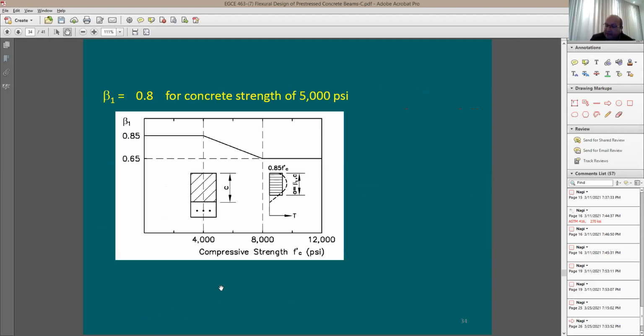If you guys remember beta 1, compression block depth compared to the neutral axis depth, you have the ratio here of 0.8. Why? Because you're at 5,000. When you're at 5,000, you're going to be nearly right here. It's going to be 0.85 for 4,000 or less, and for each 1,000 psi, you're going to be losing 0.05. So it's going to be 0.8.